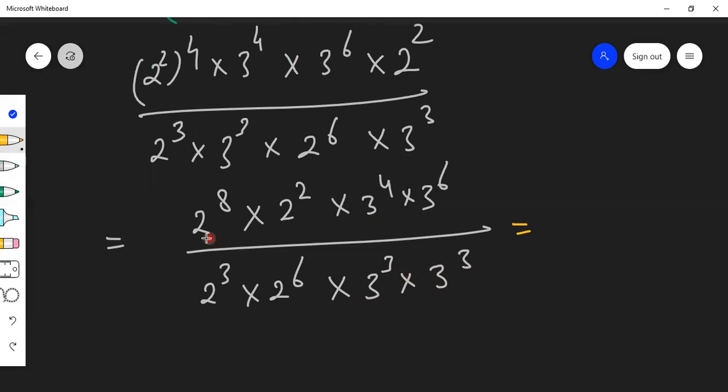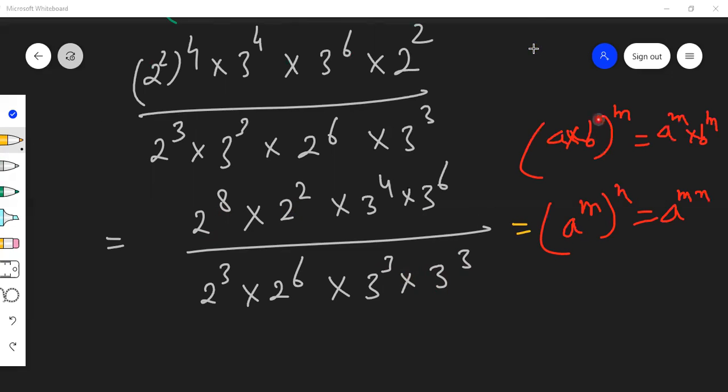We know a to power m into a to power n is equal to a to power m plus n. Did we have that formula here? No, we haven't written it here. So we can write that: a to power m into a to power n. These laws, these rules of exponent, must be learned by heart. So it comes a to power m plus n. So we're going to use this.